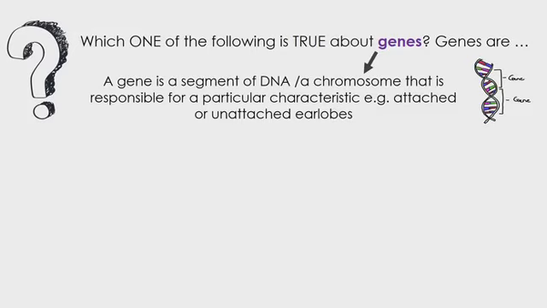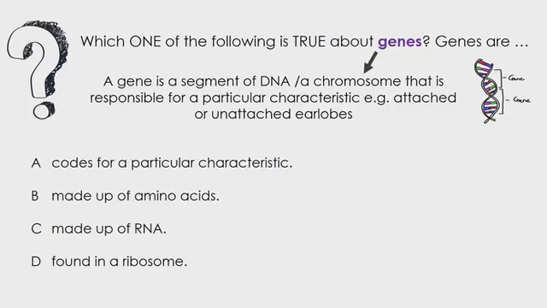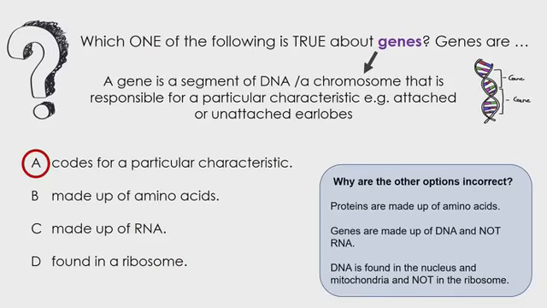Right, now that we've got the definition in front of us, let's look at the four possible answers. The first one says codes for a particular characteristic. If you have memorized your terminology, which is very important because there could be up to 10 marks allocated for terminology, this would have been quite an easy answer to get to. So remember not to skip on your terms when it comes to studying. From the options, the correct answer is A, codes for a particular characteristic.